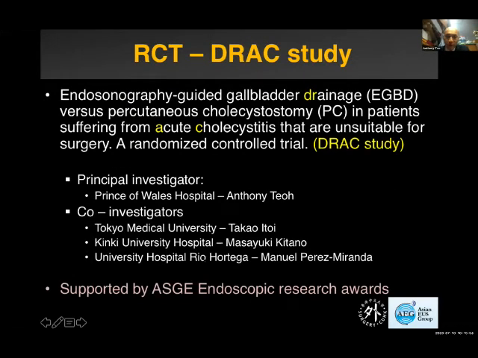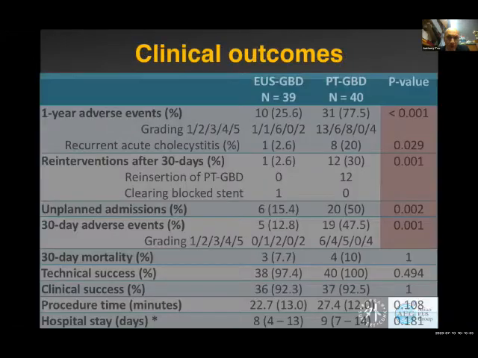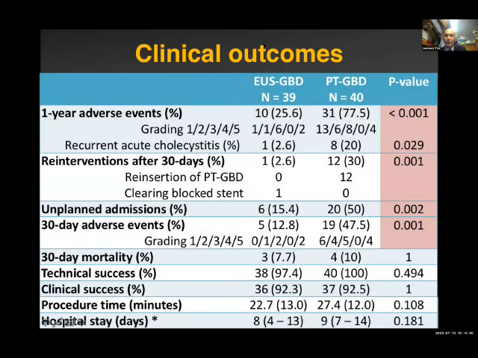We have also recently published the results from a randomized trial, the DRAC study, comparing EUS versus percutaneous cholecystostomy. So in the EUS arm, we showed that the 1-year adverse events rate was significantly less, 25% versus 77%. Recurrent cholecystitis was also less, 2.6% versus 20%. Reintervention, again, less in EUS-GBD. Unplanned admissions and also 30-day adverse events were all in favor of EUS gallbladder drainage.